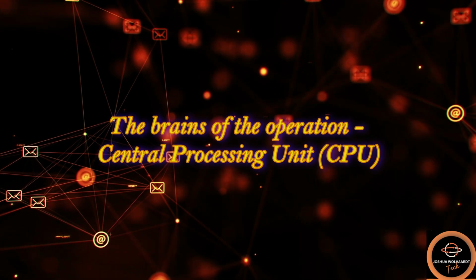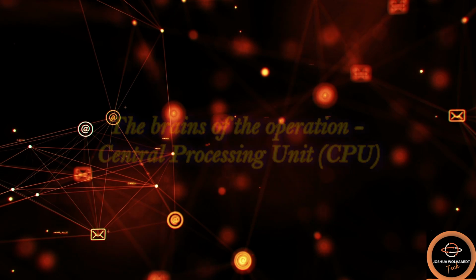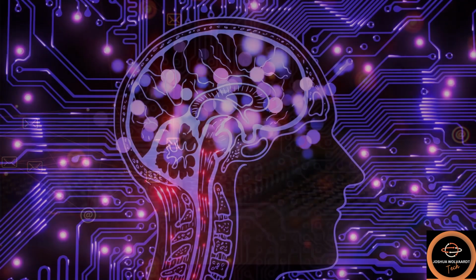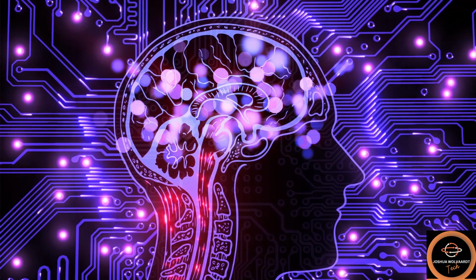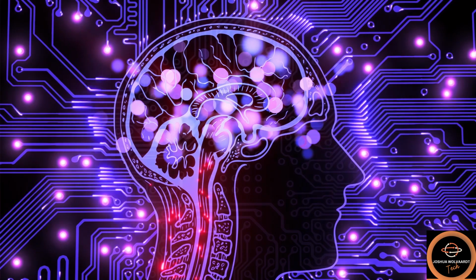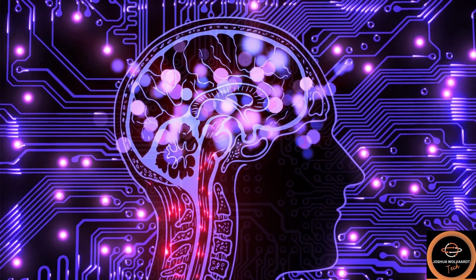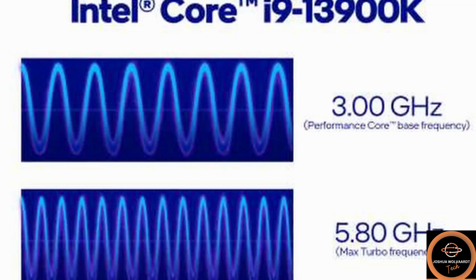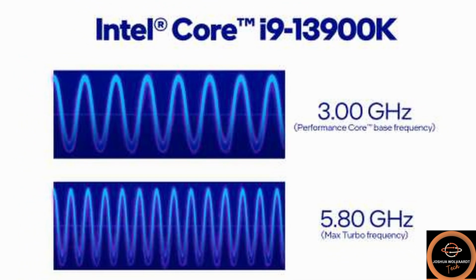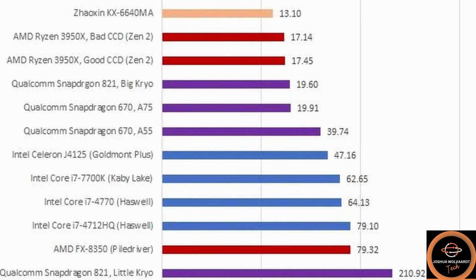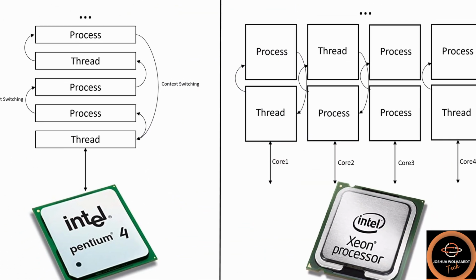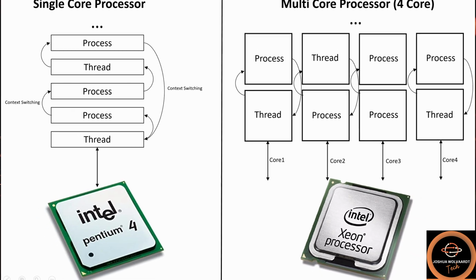The brains of the operation, the central processing unit. Let's start with the most crucial component, the central processing unit or CPU. Think of it as the brain of your computer. It's responsible for executing instructions, performing calculations, and basically making everything happen. CPUs are characterized by their clock speed, measured in gigahertz or GHz, which indicates how many instructions it can process per second. More cores mean it can handle multiple tasks simultaneously more efficiently.